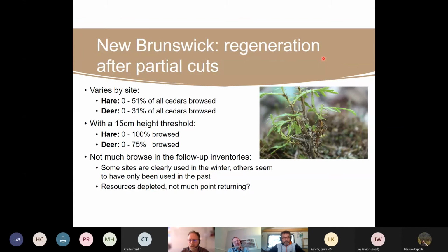We also tagged individual seedlings to monitor their fate over time. And we saw that some sites were clearly used during winter, others seem to have been used only in the past, but the seedlings that we tagged were not damaged too much. So one question that is raised is that since they have used these places before and not anymore, or very little right now, could it be that their resources are lower and that deer have no interest in returning there because they would have better habitat elsewhere? So this is an open question.